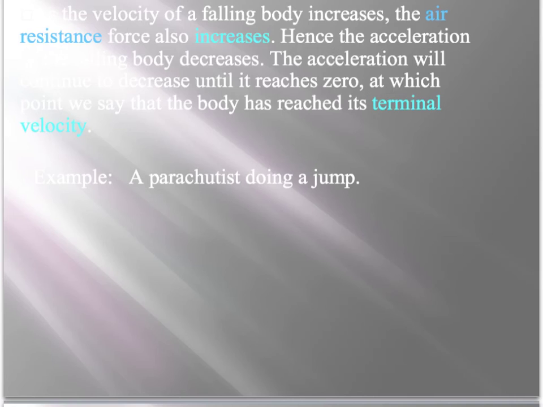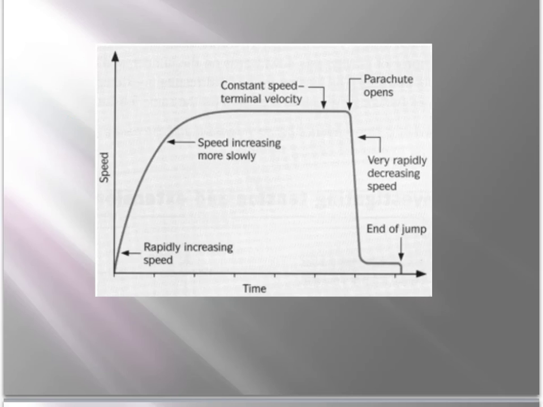Okay, so as the velocity of a falling body increases, the air resistance force also increases. Hence the acceleration of the falling body decreases. The acceleration will continue to decrease until it reaches 0, at which point we say that the body has reached its terminal velocity. An example would be a parachutist doing a jump.